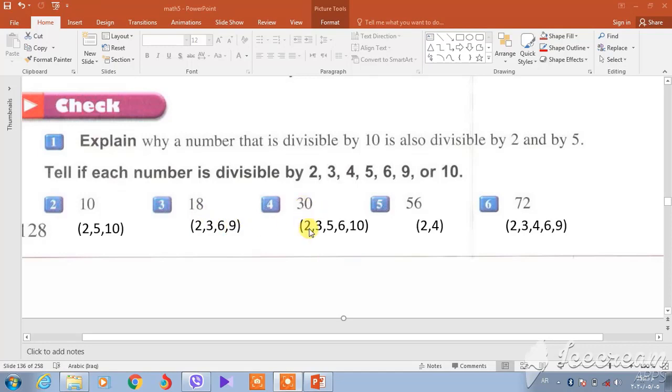In this example, it is also divisible by 2 because the last digit is even. Divisible by 3 because we find the sum of digits. The sum equals 3, and 3 is divisible by 3. And divisible by 4?